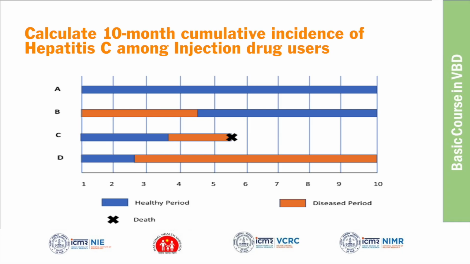The numerator is the number of new cases, and the denominator is the population at risk to begin with. Can we have some quick responses over the mic or in the chat box? Could you quickly tell me what will be the cumulative incidence of hepatitis C for a period of 10 months? Here we have on the y-axis 10 months, 1, 2, 3, 4, 5, 6, 7, 8, 9, 10, right? For 4 individuals, A, B, C, and D.